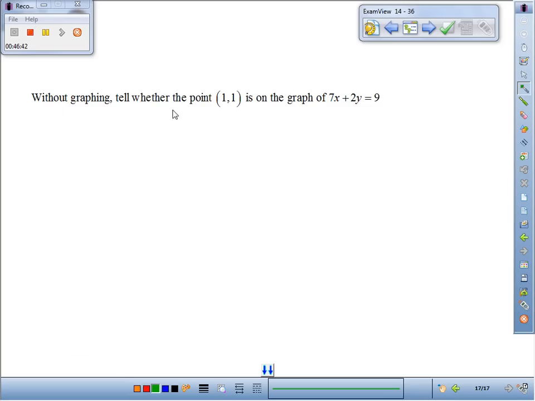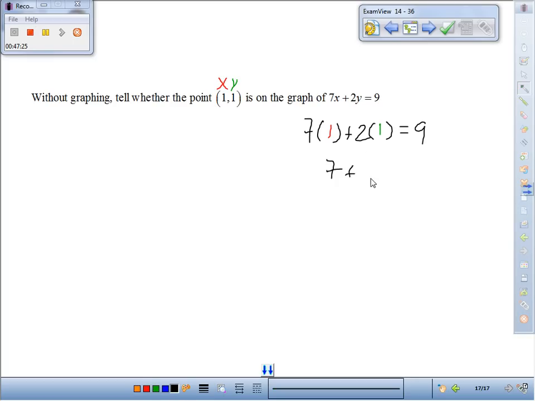It says, without graphing, tell whether the point (1, 1) is on the graph 7x plus 2y equals 9. For this one, we don't need to graph it. All we need to do is substitute the values into the equation. This one is x, and the next one is y, and all we have to do is substitute in here. So therefore, this becomes 7 parentheses plus 2 parentheses equals 9. So what is x? 1. What is y? 1.